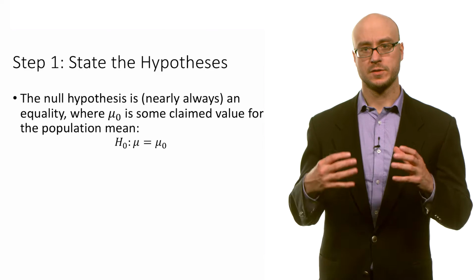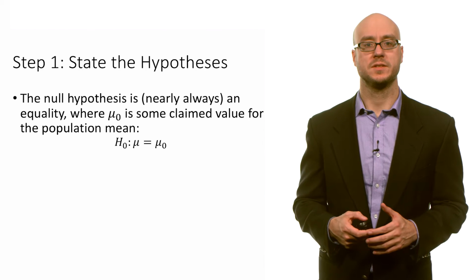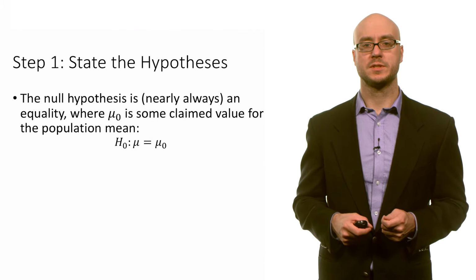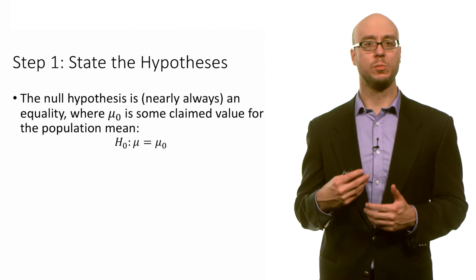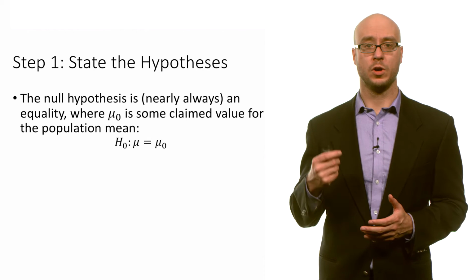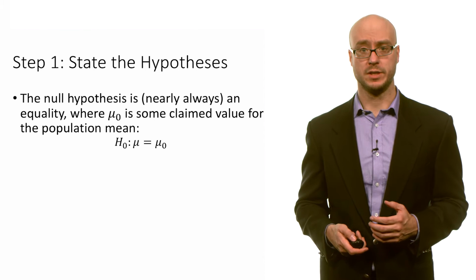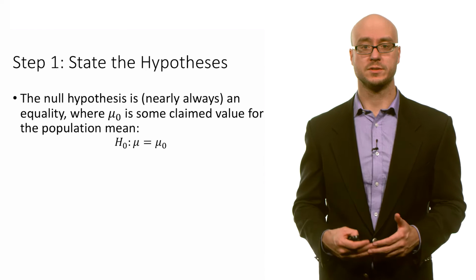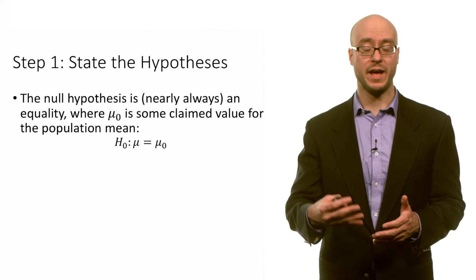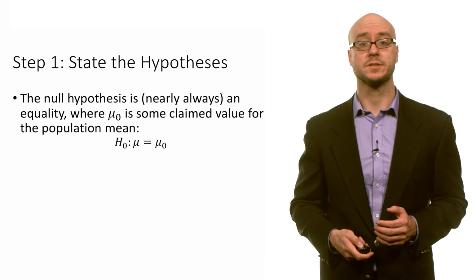We're going to go through the various steps of conducting a one-sample t-test. For step 1, we state the hypotheses. Again, just like the one-sample z-test, the null is almost always an equality, where mu naught, or mu subscript 0, is some claimed value for the population mean, right? That's an equality. The null is somebody thinks the population mean equals some value, 37, 0, whatever it is.